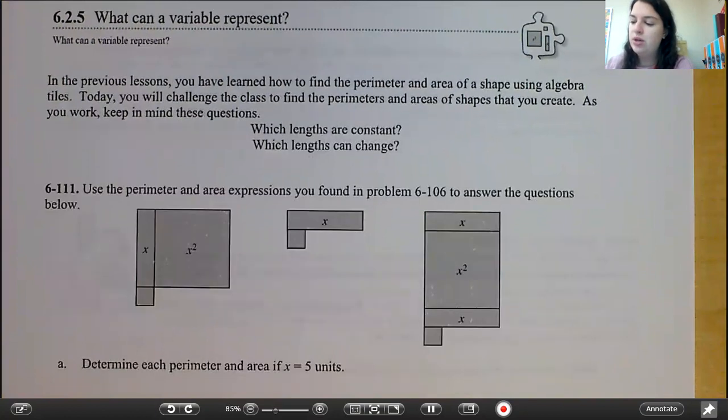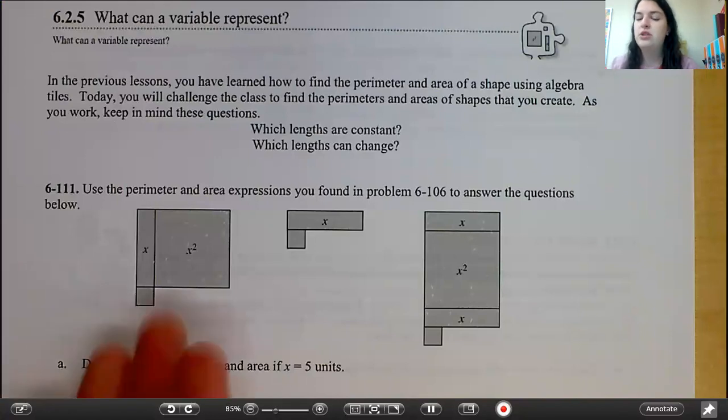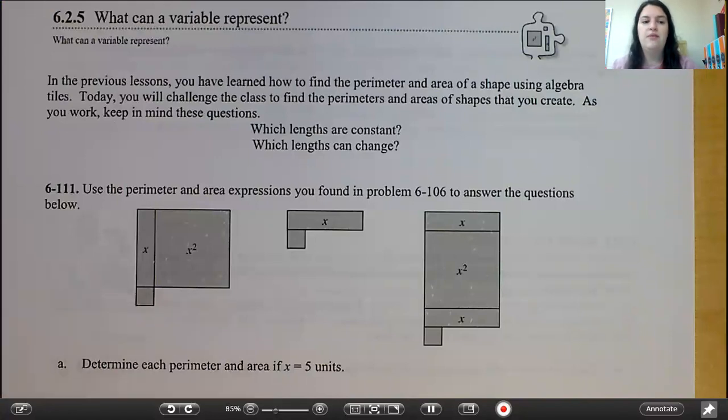6.111. Use the perimeter and area expressions that you found in problem 6.106 to answer the questions below. So we're going to pause right there. We did not do problem 6.106. So the first thing that you need to do for this problem 6.111 is find the area and perimeter of each shape. So go ahead and pause your video and do that now.